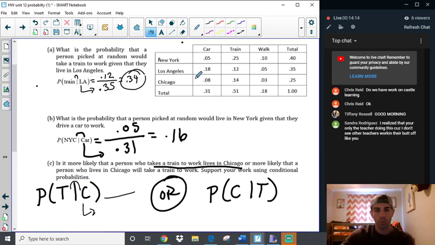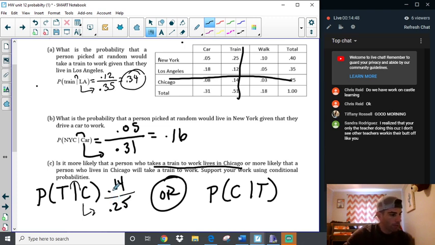So watch how they're going to go a little bit different. First I'll look at the car. That's 0.31. That's going to be my denominator here. Then I go over to train. Wait, no, not car. That's Chicago. Silly. That's Chicago. So we've got to go over here. Chicago is 0.25. And they're going to take the train. That's better. And their intersection is 0.14. So what we have is 0.14 over 0.25. That's going to be 0.56. Or you could say 56%.